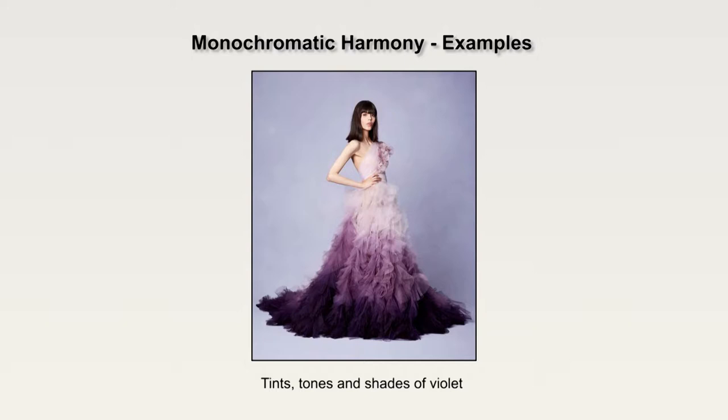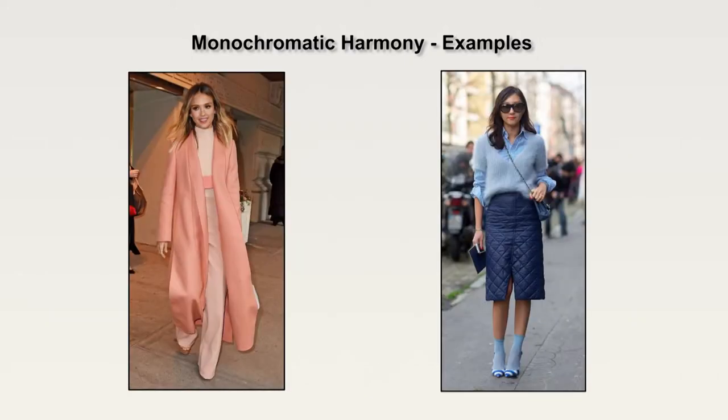This outfit is from Marquesa Resort 2018 fashion show. It is an ombre dyed garment with the shades, tints and tones of violet. More examples of monochromatic color harmonies can be seen here.